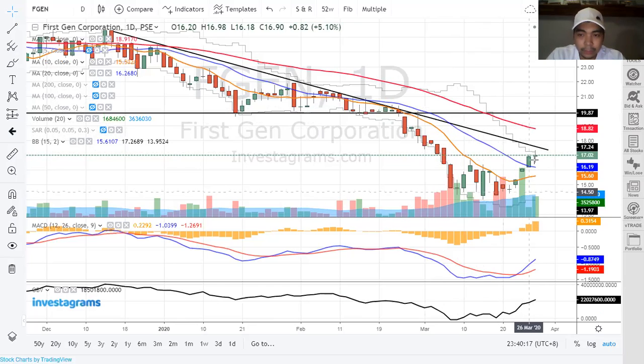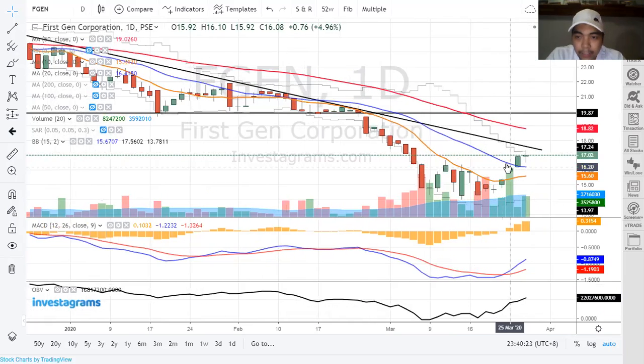Then we can also see the volume. Last Wednesday, the volume was high, so it led to the two consecutive positives. So that was around 5% and 0.71%. But again, if you check the candlestick, it is somehow on a reversal pattern.